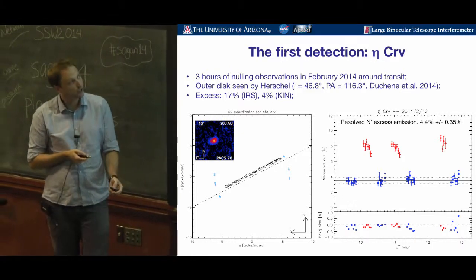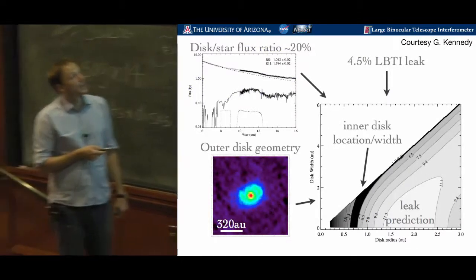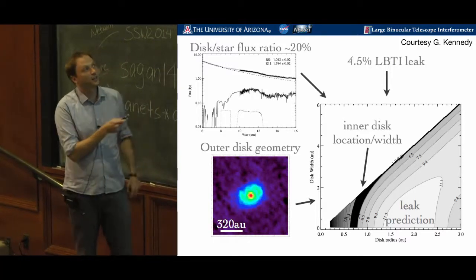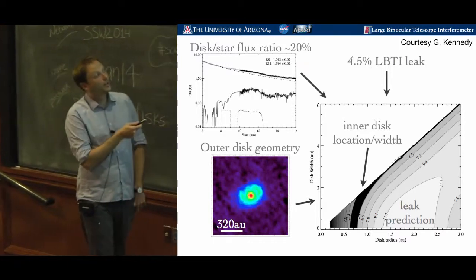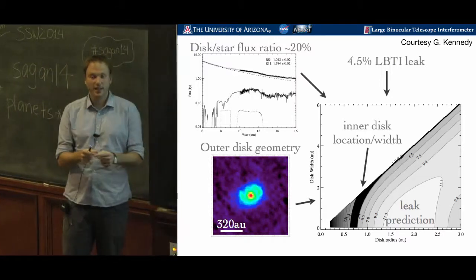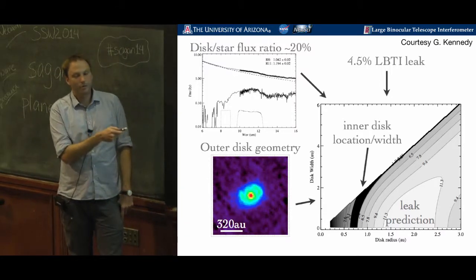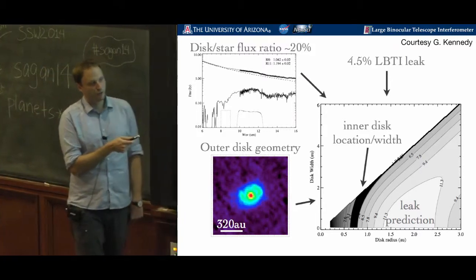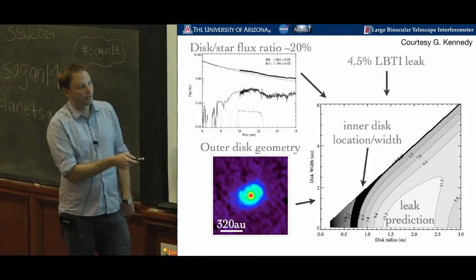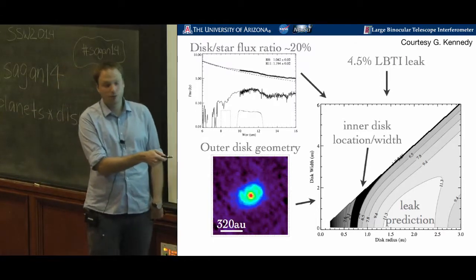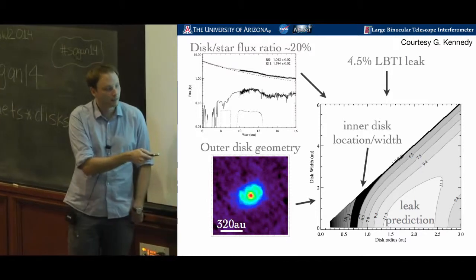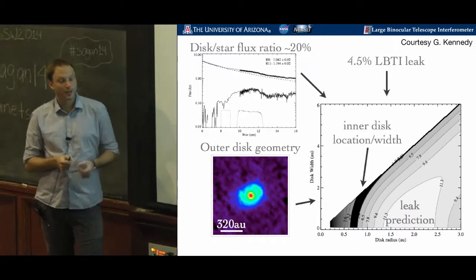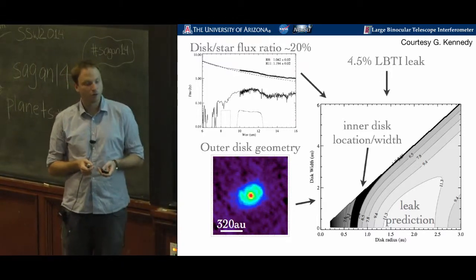Using this information, this is a slide from Grant Kennedy, using the fact that we know the total flux from the star and the disk from Spitzer, it's roughly 20%, and assuming that the zodiacal disk has the same orientation as the outer disk that has been measured by Herschel, we can infer the position of the zodiacal dust. This is a graph showing the disk radius here and the disk width. And we have shown that the dust is roughly around 0.7 AU, right at the inner edge of the habitable zone.